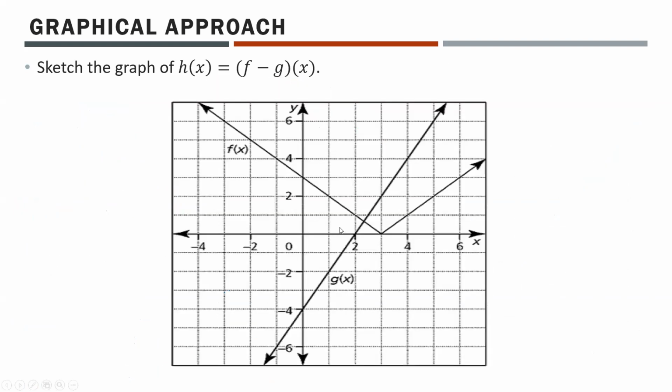All right, I think I have one more question here. And this one's just a sketch question, so no more messing around with domain and range. Sketch the graph of h of x equals f minus g. Remember, when you're subtracting, it's really important that you know which one is which. f of x is this one. It's kind of our absolute value looking one, and then g of x is this straight line.